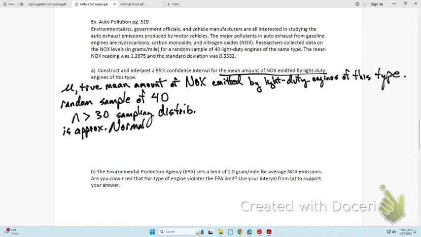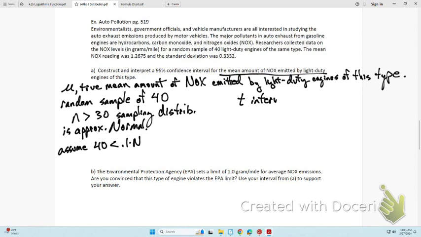Now, you have to kind of imagine on this one that if we're talking about these vehicle engines, I bet it is safe to assume 40 is less than 10% of all of those engines. Like if we're talking about Ford cars or something, one type of car, 40, that is definitely smaller than 10% of all those cars. Then those are our 3 steps. Let's dive into a T interval.